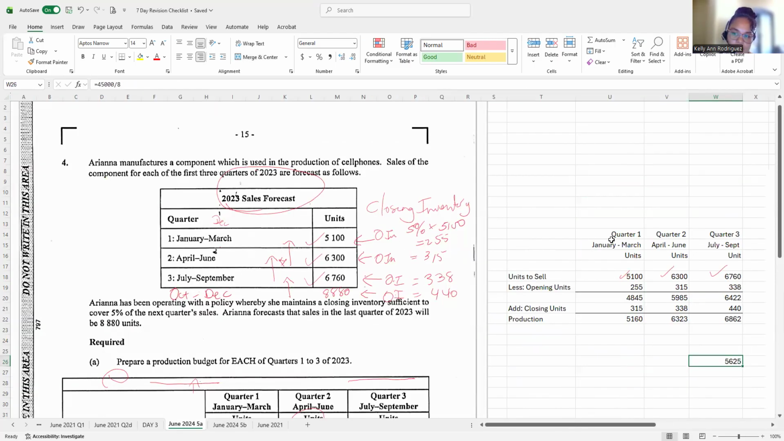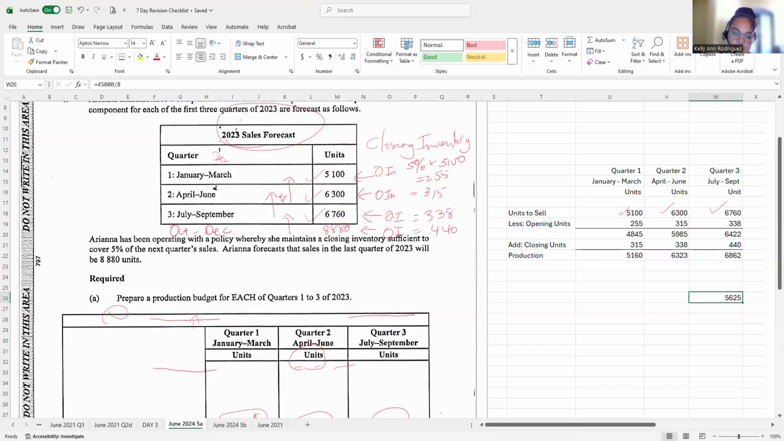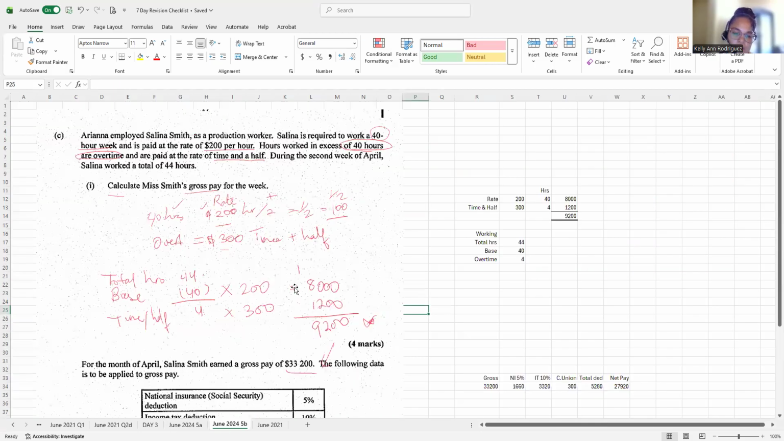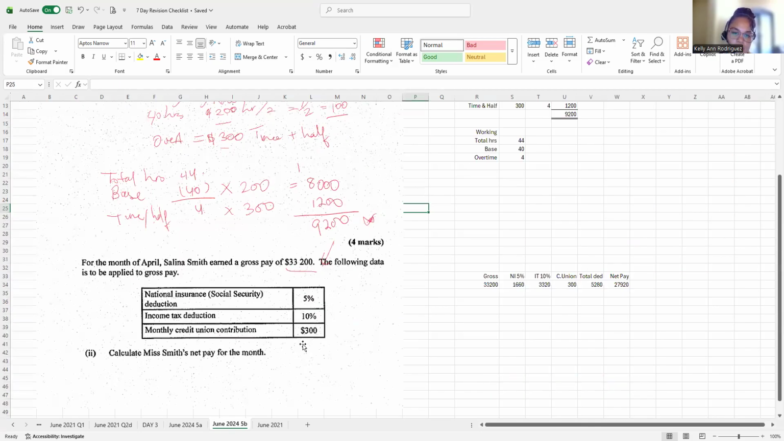We looked at production units, right? This is like when you're doing budgeting. So this is like a budget. We looked at payroll, gross wages, and then taking out statutory deductions. Now this dealt with one person, right? No questions? Okay. Anybody else have any questions?